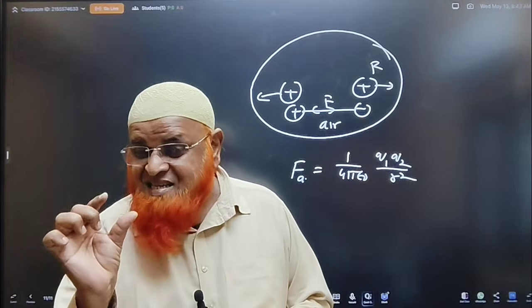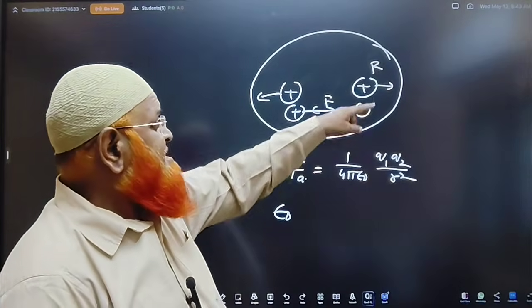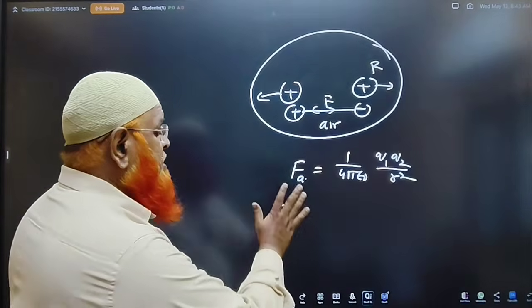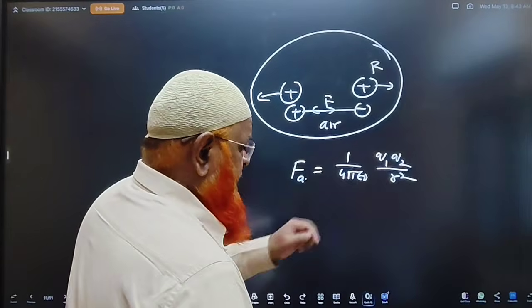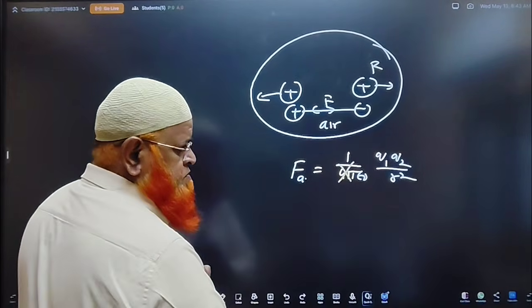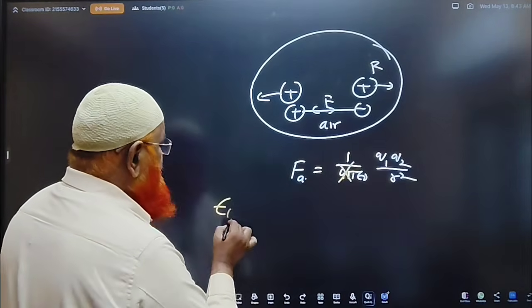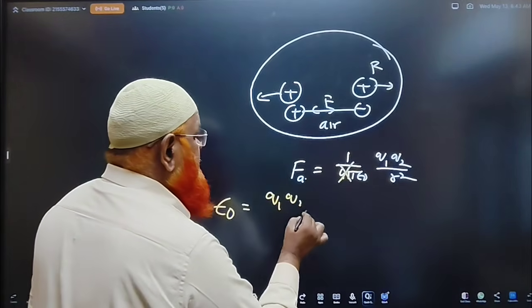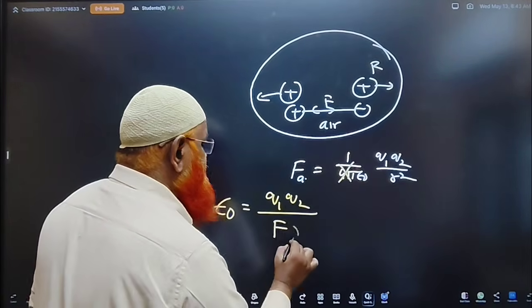So epsilon naught is not the property of the charges, it is the property of the surroundings. So how are you going to find out the dimensional formula for epsilon naught? For that, what you have to do is remove the constants. Therefore, epsilon naught is nothing but q1 q2 by f, coming to the denominator: f into r square.